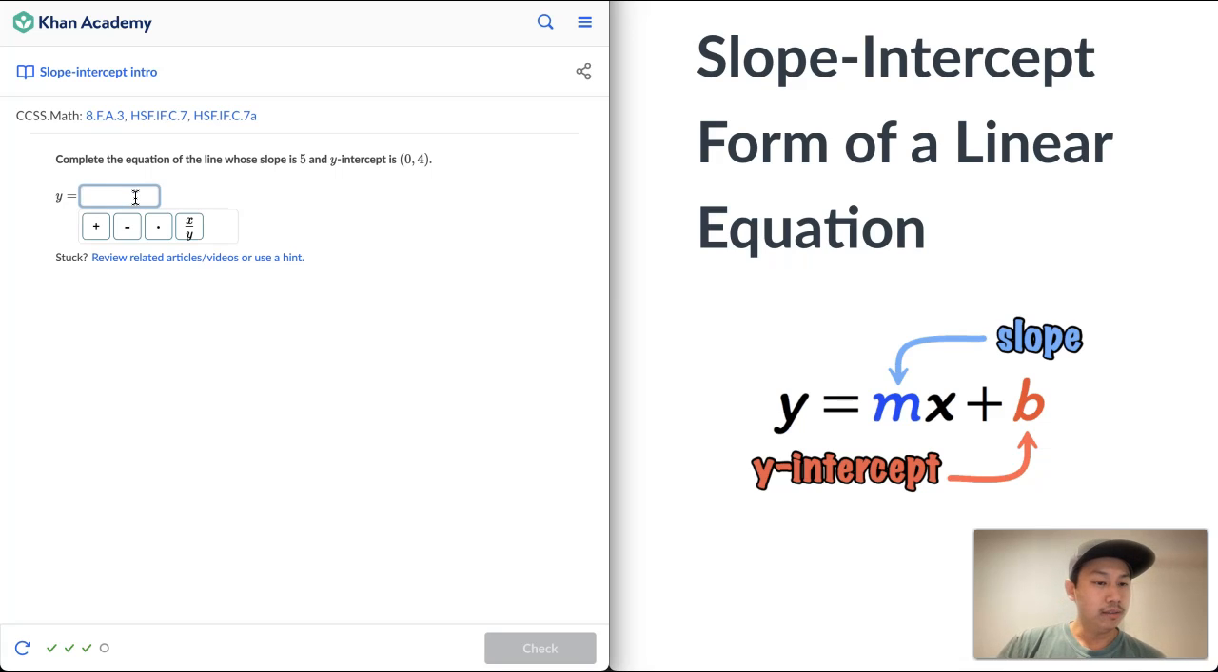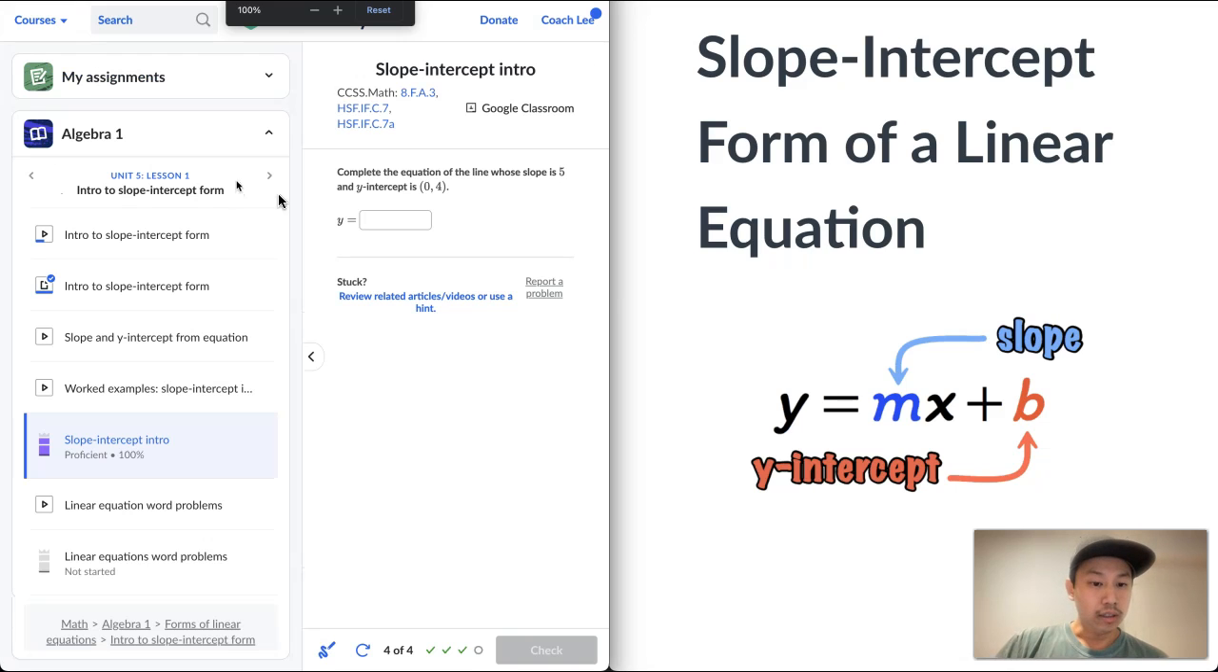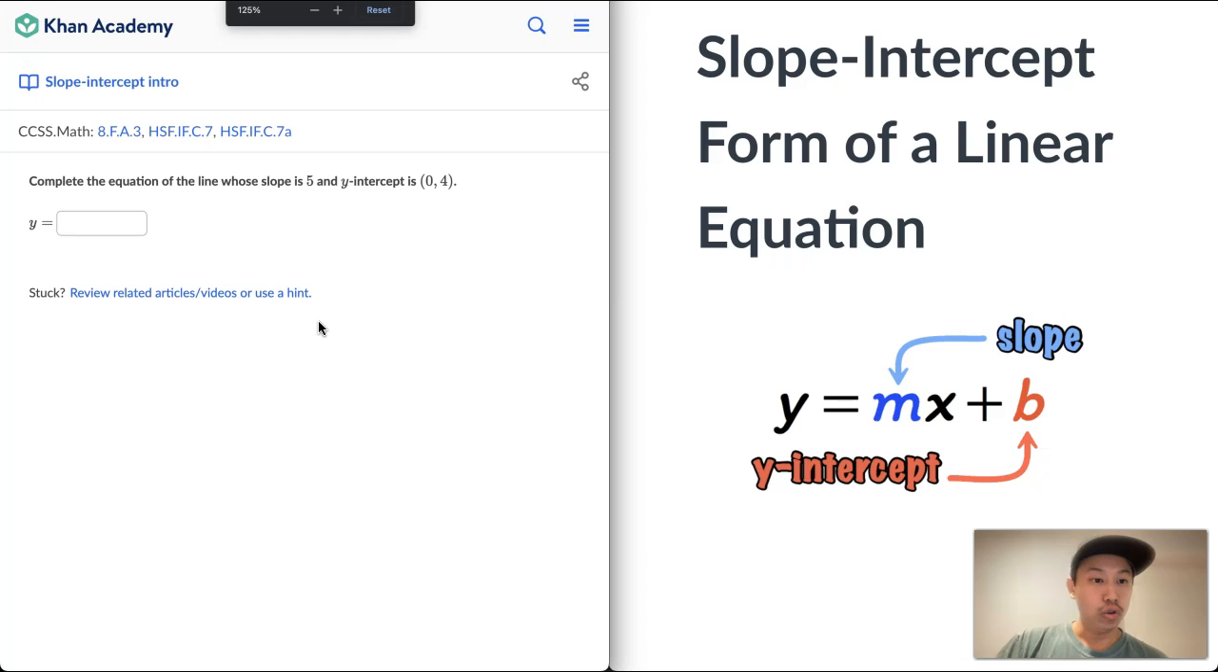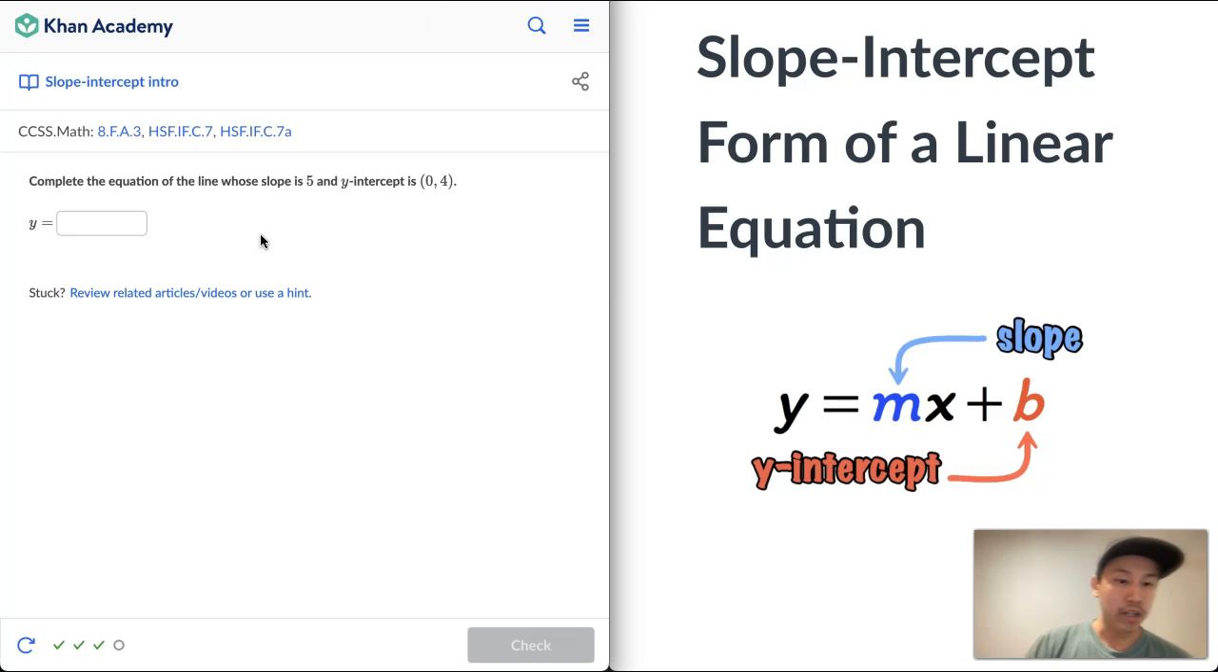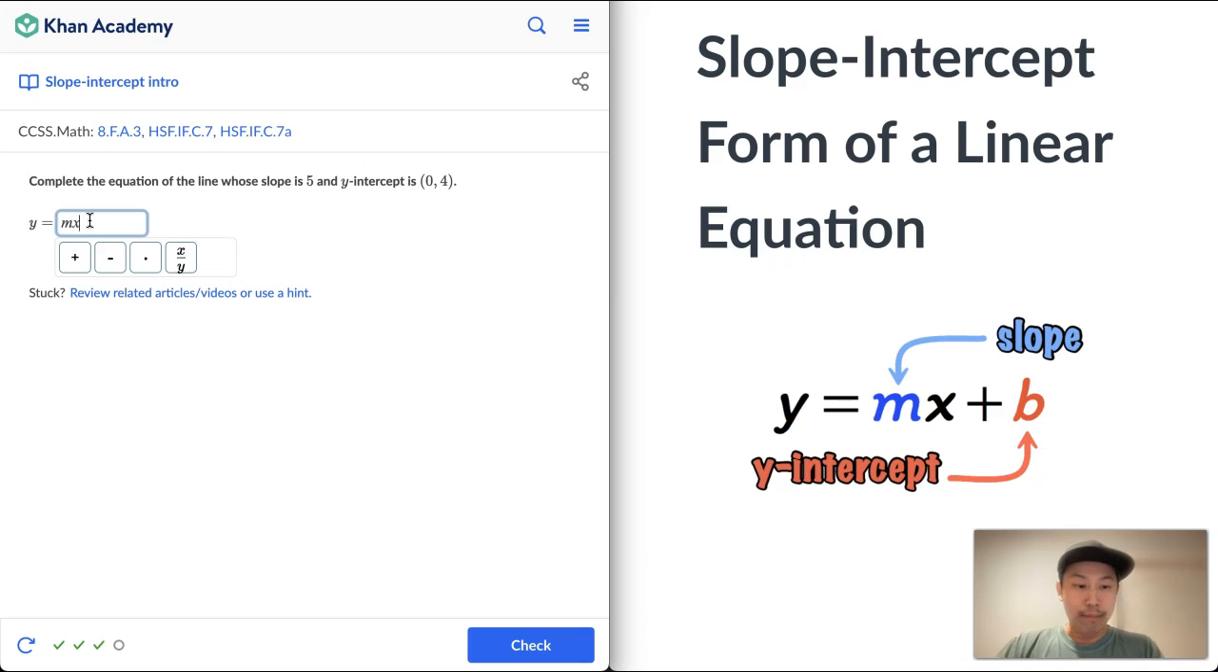So this one says complete the equation. It says complete the equation of the line whose slope is 5 and y-intercept is (0, 4). Okay, so we're going to write the equation of a line. We're going to follow this format. So I'm just going to rewrite mx plus b, right? We want to start with this slope-intercept form. All I'm going to do is change the m value with the slope and change the b value with the y-intercept. Okay, so what's the slope they give us?